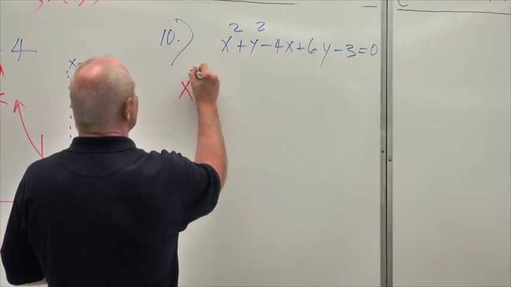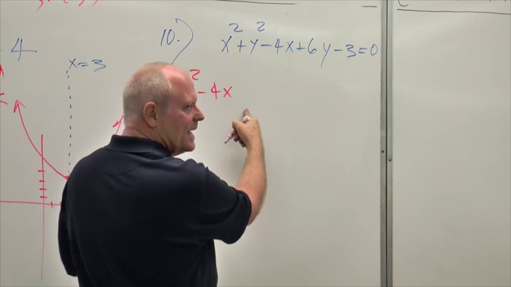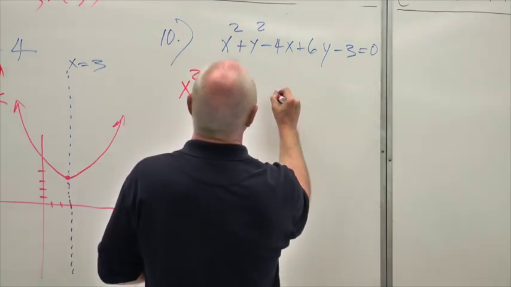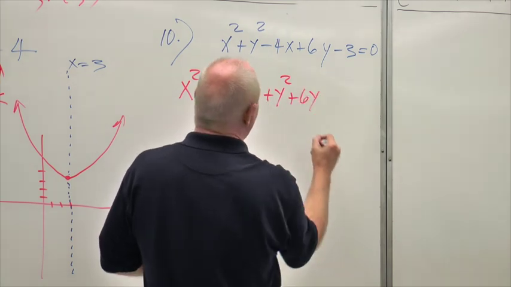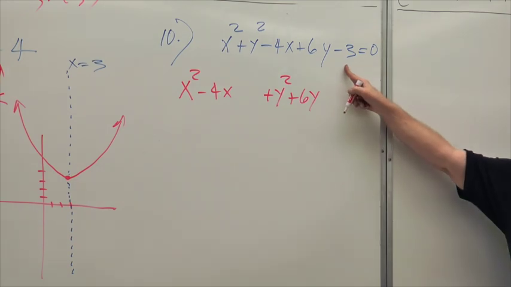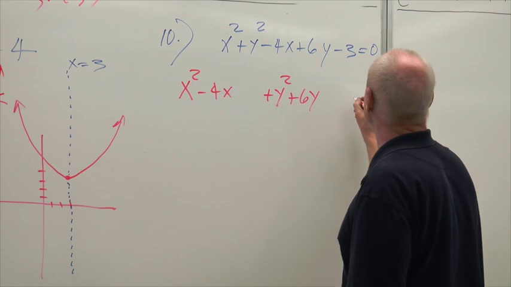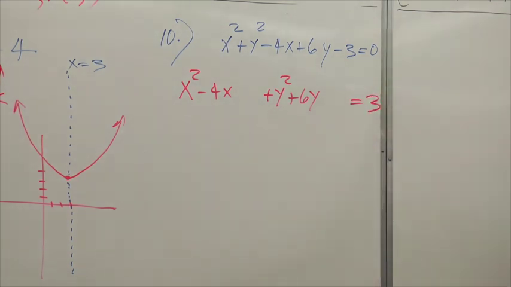First things first, group the x's together, leave a space, and group the what's? Y's. And now I'm also going to add that 3. Add 3 to both sides. Get rid of that negative 3 on the left. Right? Okay? See what I did so far? Group the x terms, group the y, put the 3 on the right.